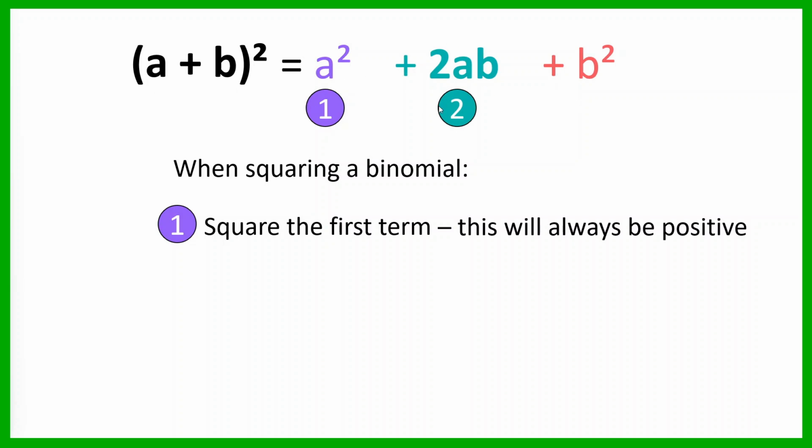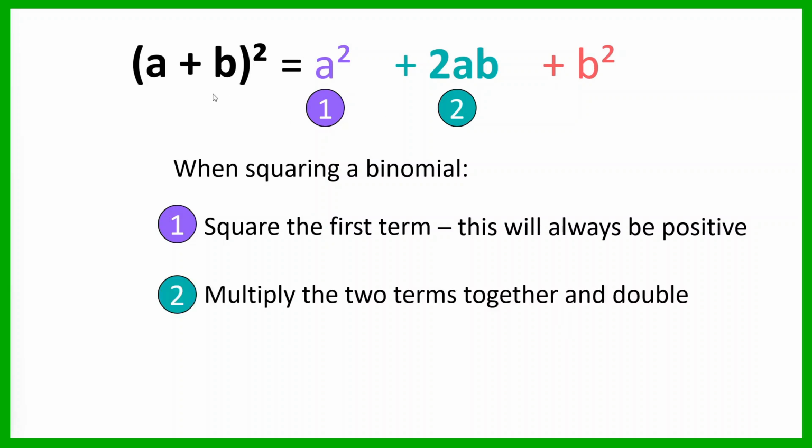The second term is going to be the result of multiplying the 2 terms together. So we multiply the 2 terms together and then we double it, because like you saw on the previous slide, when you are squaring a binomial, you're going to end up with your 2 middle terms being the same as each other. And so when we add them, it's the same as doubling one of them. So we have a times b, and we double that. So that gives us 2ab.